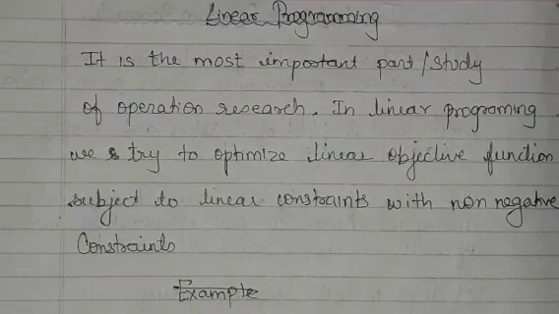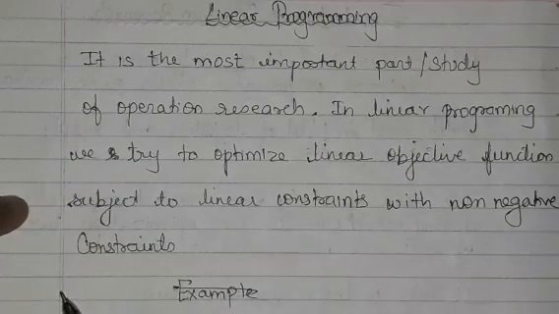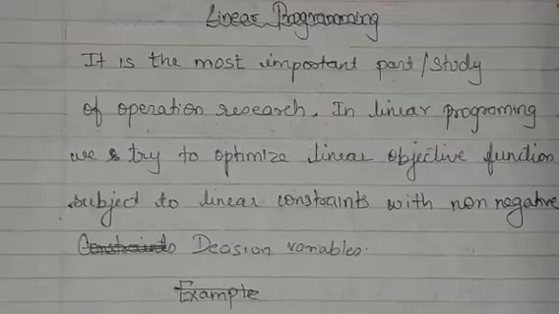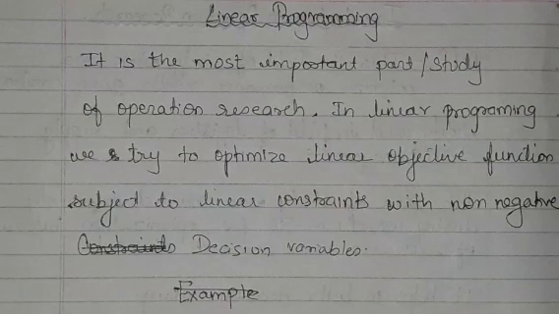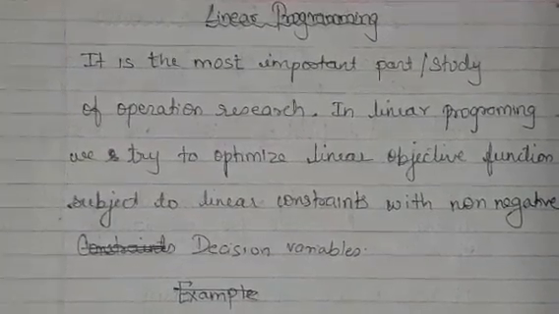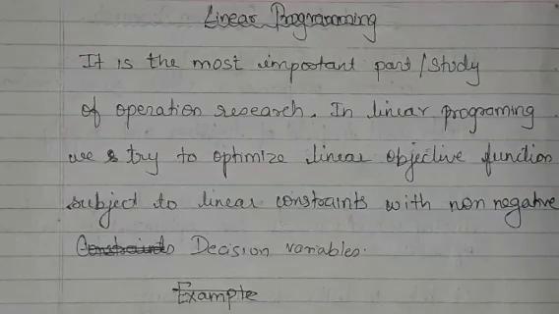In linear programming, we try to optimize linear objective functions subject to linear constraints with non-negative constraints. That means in linear programming, optimization is done, but the objective function and the constraints which are available in our case would be linear in nature, right? If those are the conditions, then we can surely use linear programming to solve the problems.